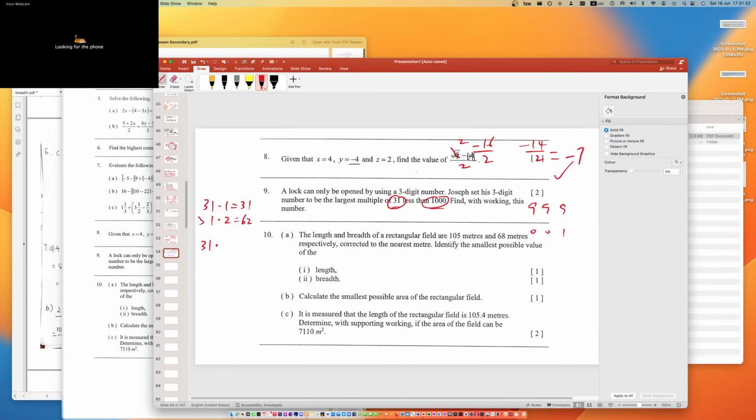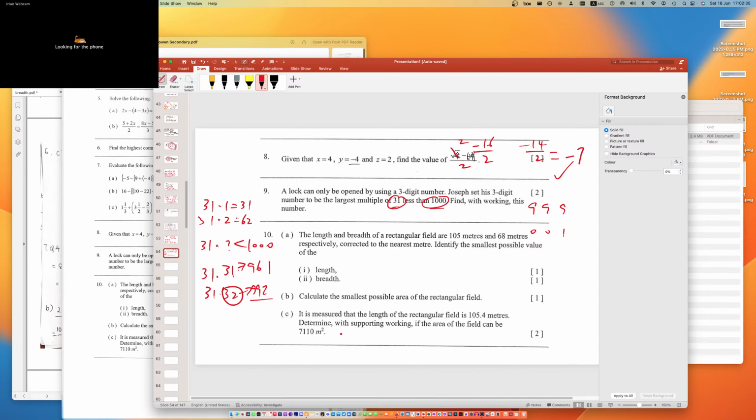So test 31 times what is equal to something less than 1000. Can you help me out? 31 times 31, what do you get? 961. So 31 times 31 is 961, right? Yes. Can you help me test 32? 31 times 32? It's 992. Okay, hold on, let me write it down. So 31 times 32 gives me 992, right? Yes. I think 992 is the max. So Joseph set his digit number to be the largest multiple, that means 992.